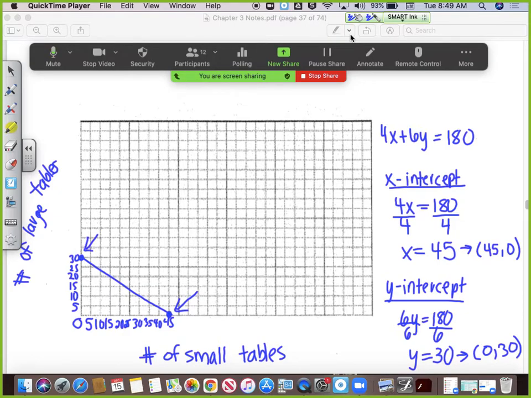So the number for, let's look at the x-axis here, the x-intercept. For this equation, remember, this equation represents the number of small tables and the number of large tables that you can rent for the party. So the x-intercept says x equals 45 when y equals 0. What does this ordered pair represent? If x is the number of small tables and y is the number of large tables, what does 45, 0 represent?